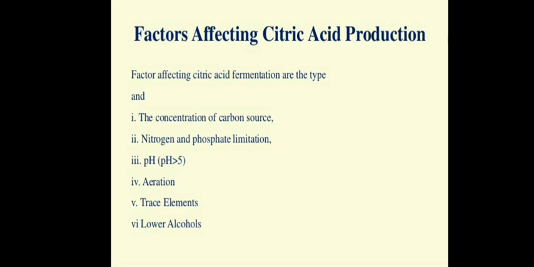And the last factor which affects the citric acid production is lower alcohol. The addition of alcohol can enhance the rate of production of citric acid. The citric acid production rate can be increased or enhanced by the addition of alcohol in a lower quantity. So these are the various factors which affect the citric acid production.